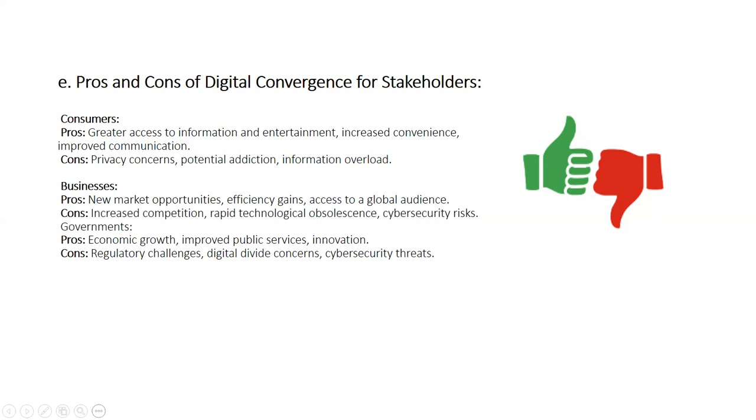We are talking about the pros and cons for stakeholders. I'm on the side of businesses. So the other advantage is economic growth, improved public services and innovations. We talked about AI, artificial intelligence, and machine learning sectors like robotics and others. Another disadvantage of digital convergence to businesses is regulatory challenges, digital divide concerns, then cyber threats.